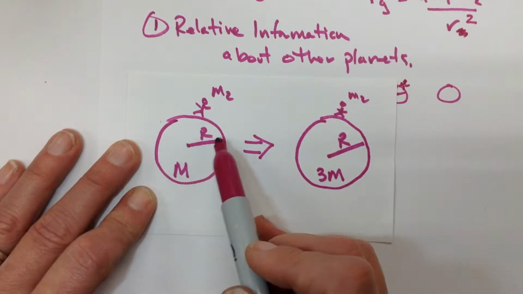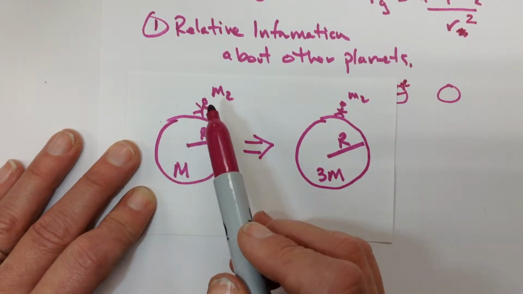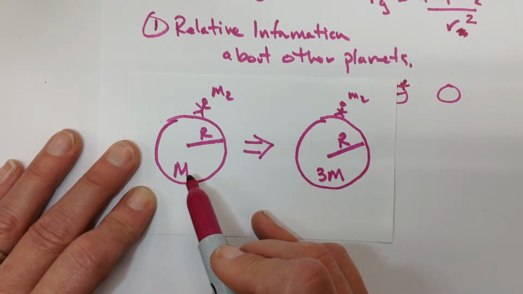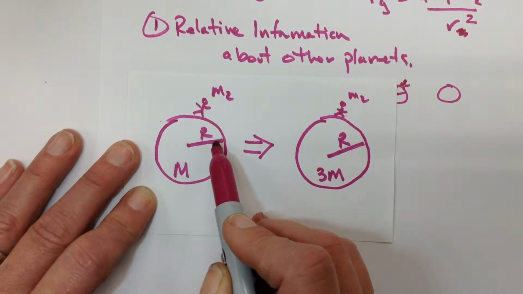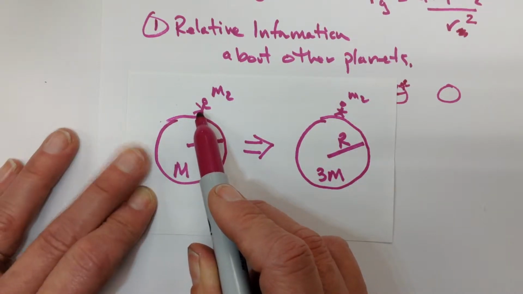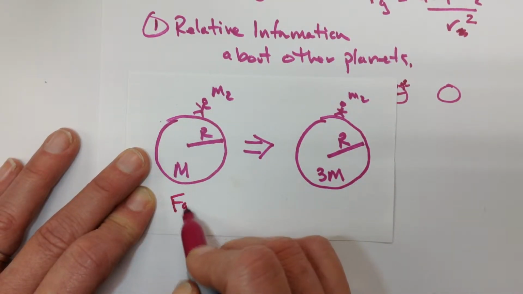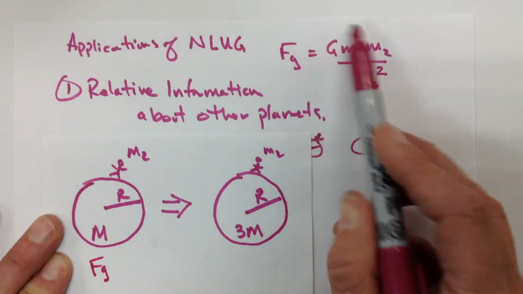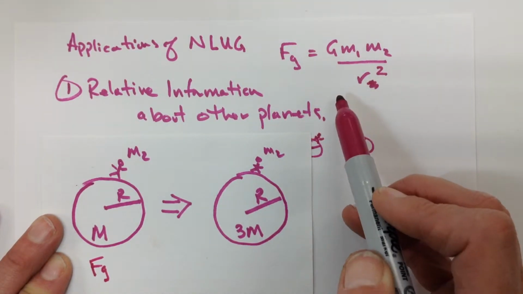So here we go. We're traveling to other planets. Let's say we're on this planet here, and we're at mass m2, and then the mass of the planet is big M, and the planet has a radius of r. My weight, or the force of gravity of a person standing on the surface of that planet, would just be Fg. And if I know the information about the planet, I can just calculate it this way.